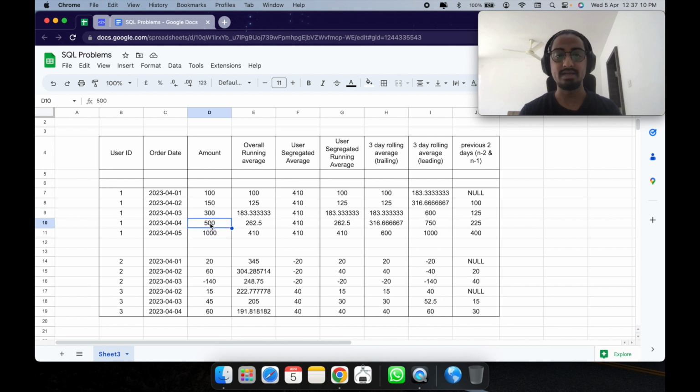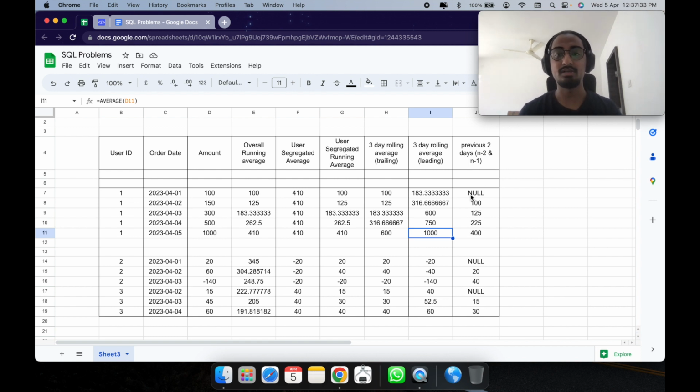But for 500, given there is only one row after and it's a null value, it is the average of these two only. So it's 750 here and 750, and given this is the last row, it's 1000 and 1000 here. Similarly, so on and so forth. It's a rolling average for the other user IDs also. It's user segregated. And what is previous 2 days average?